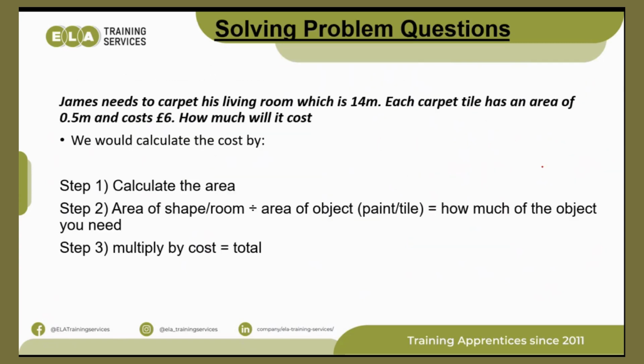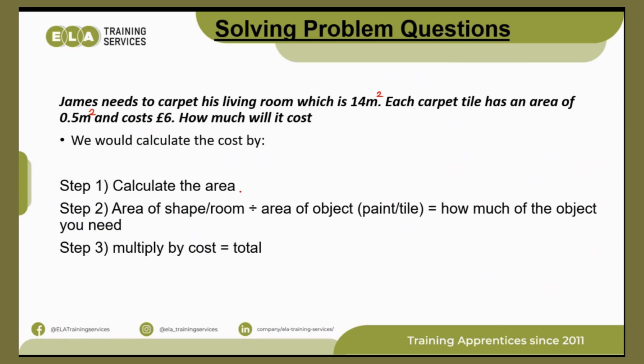Okay, now if we were looking at problem questions, when we have problem questions, we have things like carpeting, tiling, painting, because it's inside a shape. So for example, James needs to carpet his living room, which is 40 metres squared. Each carpet tile has an area of 0.5 metres squared and costs £6. How much will it cost to carpet his entire living room?